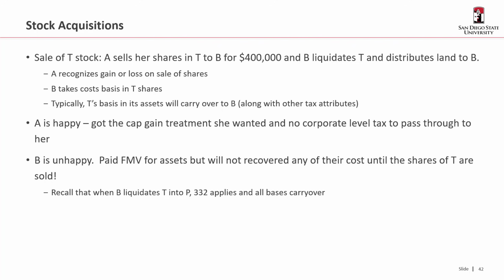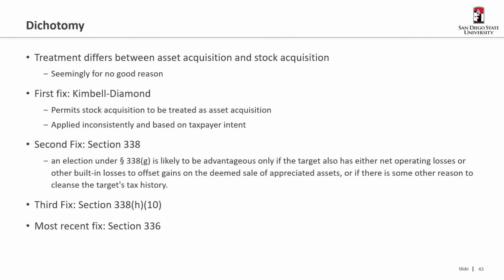At the end of the day, all of these transactions should arguably be treated the same. That was either T liquidated and distributed the property to A, then A sold the property to B, or T sold the property to B, then liquidated and the proceeds went to A, or the sale of the stock of T by A. They should all be the same. All we're doing is shifting these assets around between owners, but we can see that they are not.